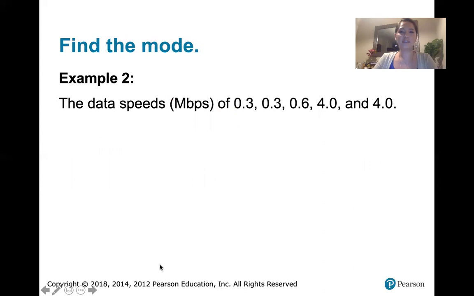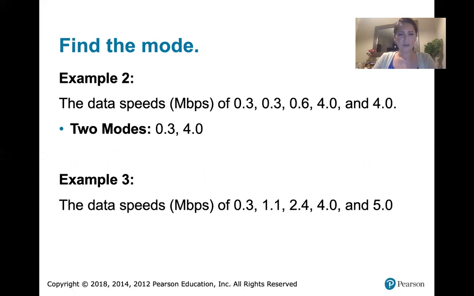So here are some other examples. Let's say we want to find the mode of this data set. You've got 0.3, 0.3, 0.6, 4.0, and 4.0. Well, 0.3 occurs twice, and 4.0 occurs twice, and 0.6 only occurs once. So the highest frequency is twice, and you've got 2 values that occur twice, both the 0.3 and the 4.0. So we've got 2 modes this time, 0.3 and 4.0.